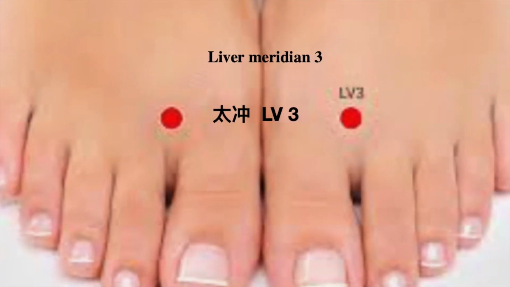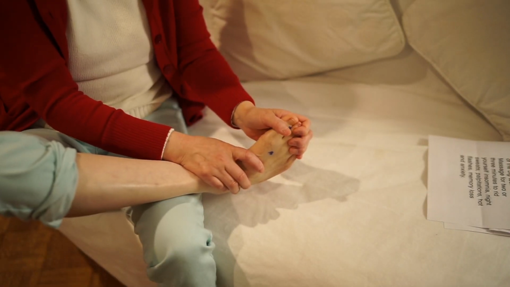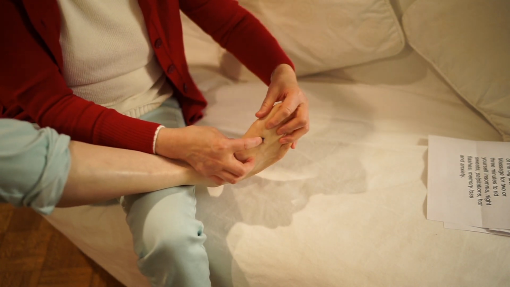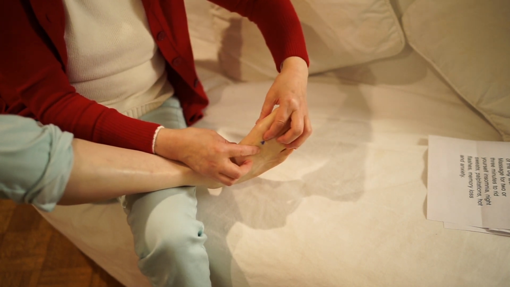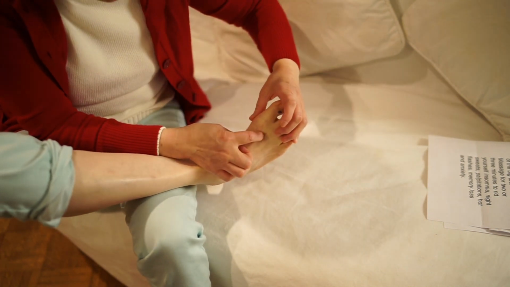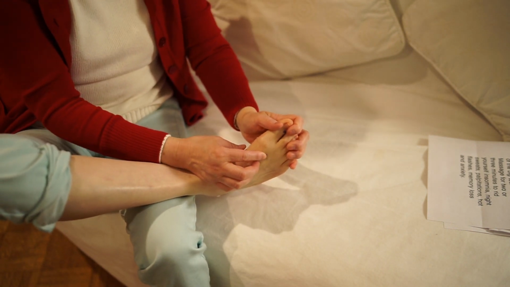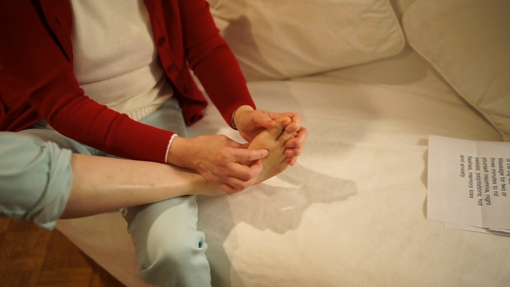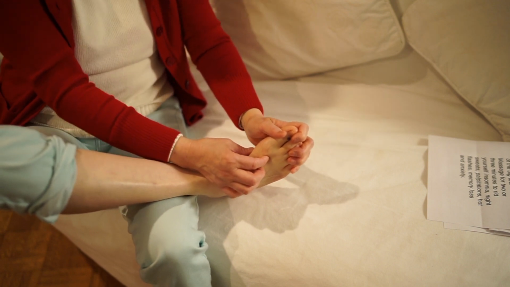Liver Meridian 3, LV3, Taichong. You can find it by placing your finger between the big toe and second toe, just at the point where the tendons meet, right here. Apply firm pressure on this point for a few seconds to target stress, headaches, anger, anxiety, irritability, and menstrual pain.